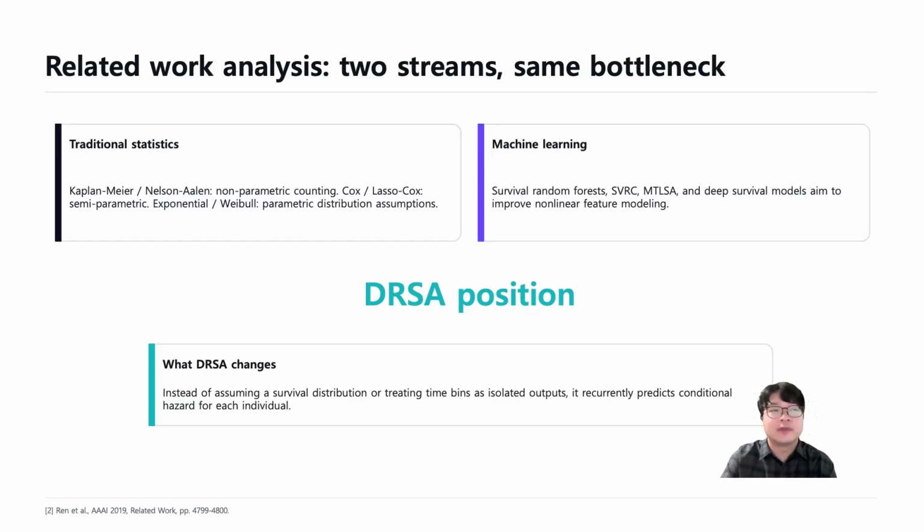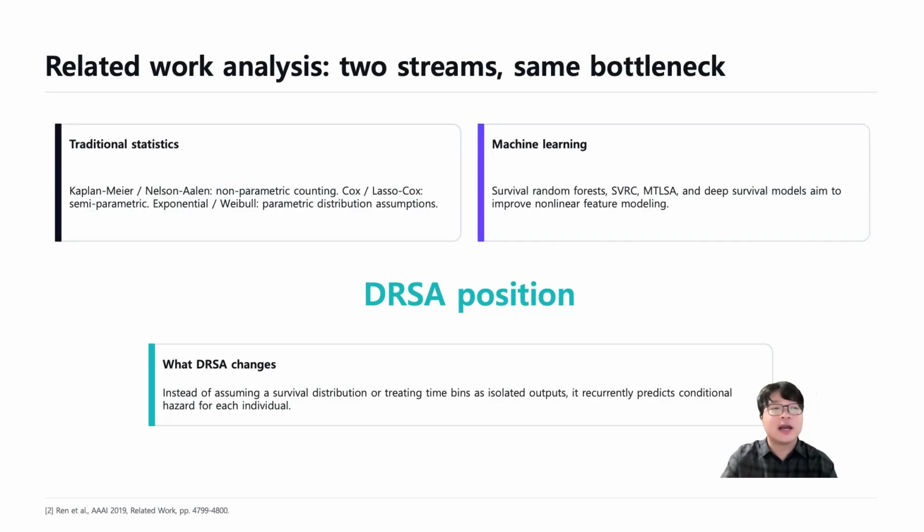These methods are useful and interpretable, but they can be limited when modeling complex nonlinear feature interactions. The second stream is machine learning and deep learning methods. Examples include survival random forest, SVRC, MTLSA, DeepSurv, and DeepHit. These methods try to improve nonlinear feature modeling and prediction performance.